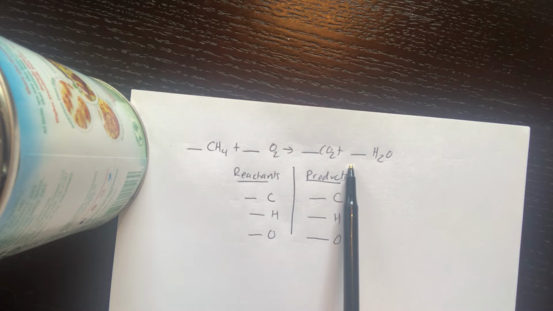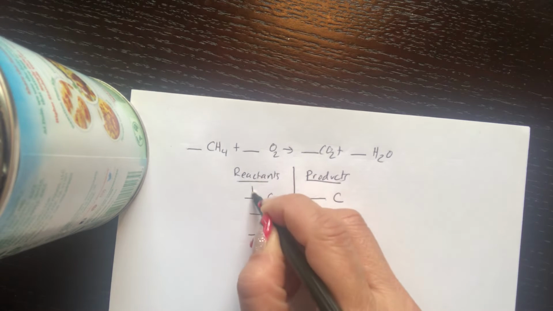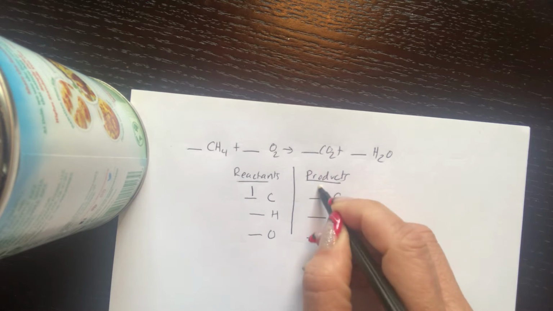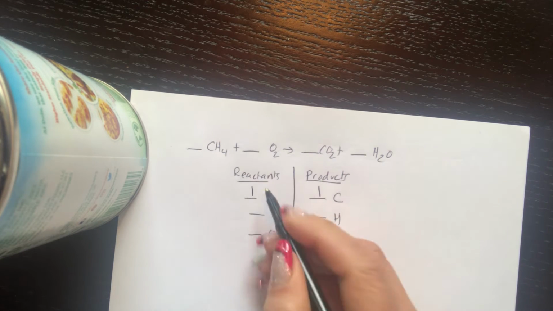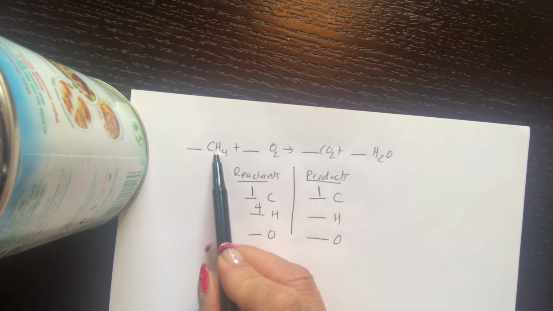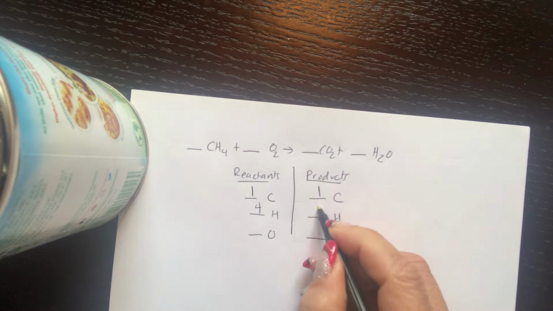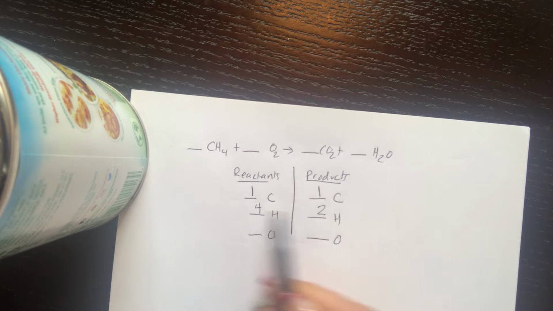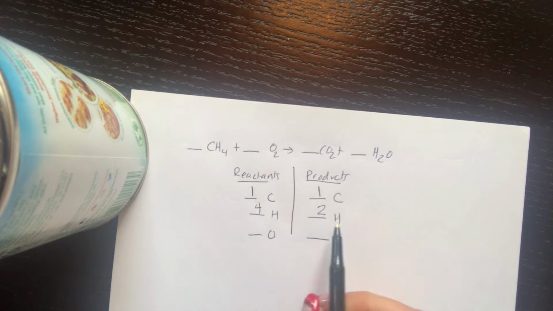in the products. I see that I have 1 carbon in the reactants and 1 in the products. I see that I have 4 H's in the reactants and 2 in the products. So what I'm doing here is taking inventory of the number of each atom.